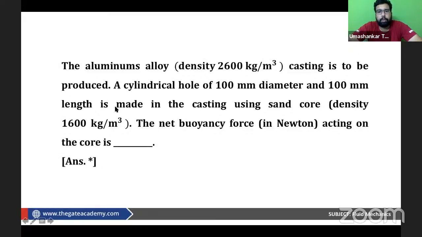Now coming to this question, let's try to solve this. Again, a question of 2014. Organizing institute was IIT Kharagpur. Subject fluid mechanics. Topic fluid statics. Subtopic buoyancy. Let's see if we can do it. Please try it.